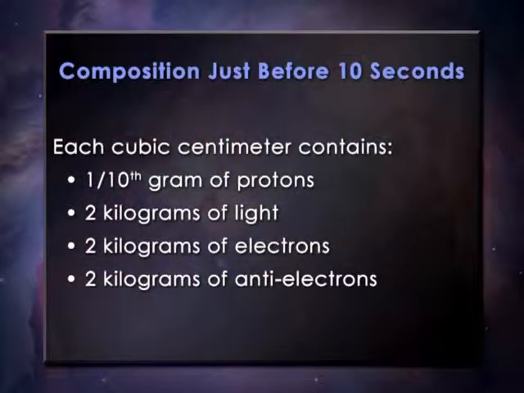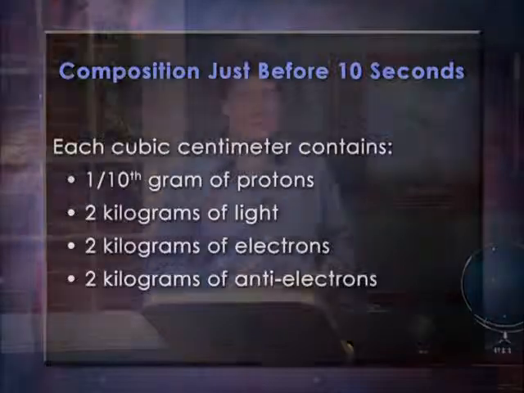So, just before 10 seconds, above 4 billion degrees, the gas has a remarkable composition. This is what you'll find in each cubic centimetre. 1/10 of a gram of protons, 2 kilograms, that's about 5 pounds, of light, 2 kilograms of electrons, and 2 kilograms of anti-electrons. It's an extraordinary mix, utterly different stuff from anything you've ever encountered. It's an extremely dense gas made mainly of electrons, anti-electrons, and light.